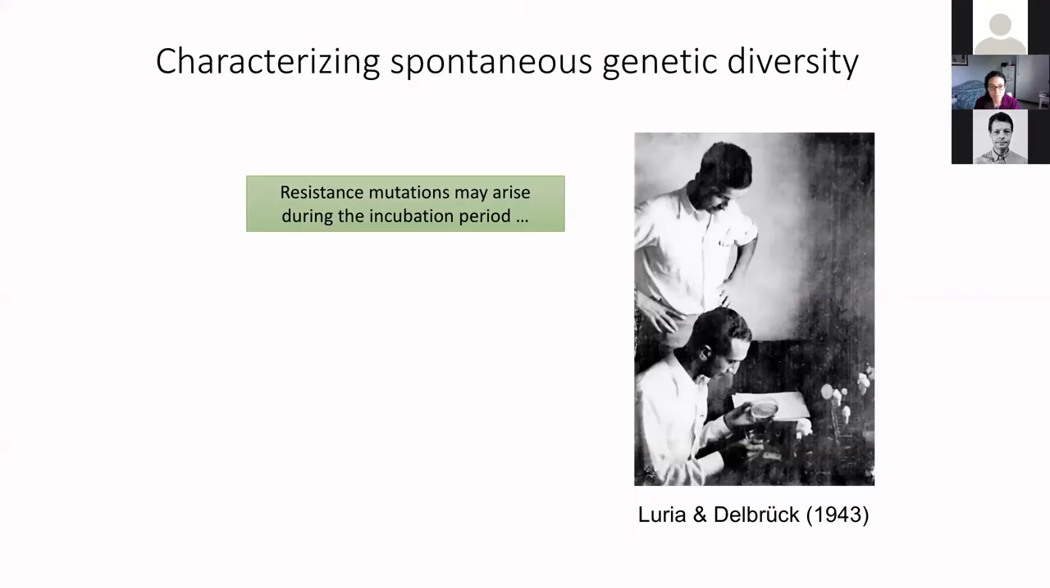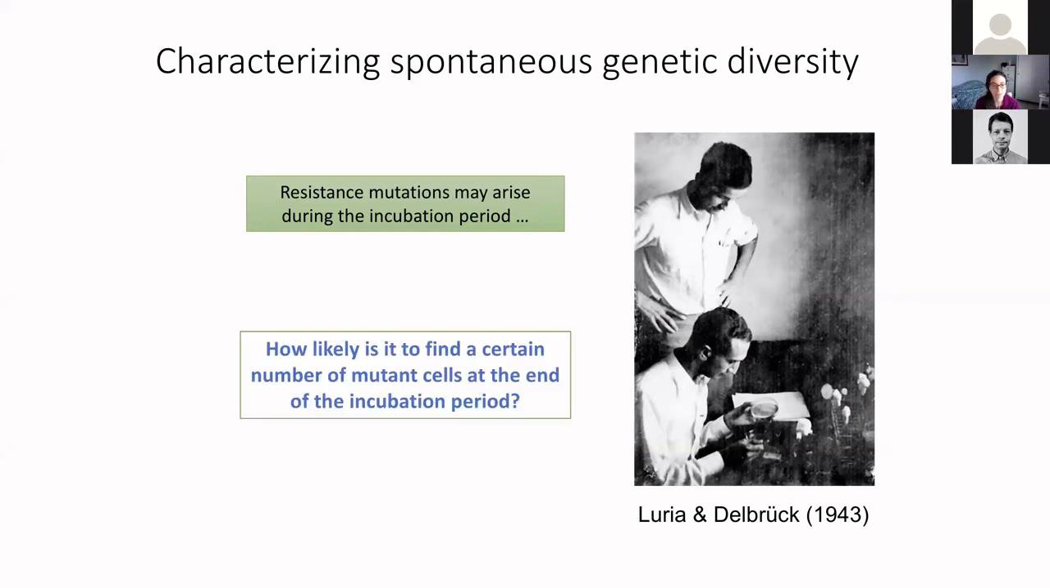So what my group specifically is interested in is characterizing and quantifying the spontaneous genetic diversity in populations and how this raw material is then used by evolution to create adaptation. The question of the presence of resistant mutations in microbial populations is actually quite old. It goes back to Luria and Delbruck in 1943, who were interested in understanding the occurrence of resistance in bacterial populations. From a quantitative standpoint, this is equivalent to answering the question of how likely it is to find a certain number of mutant cells at the end, let's say, of an incubation period.